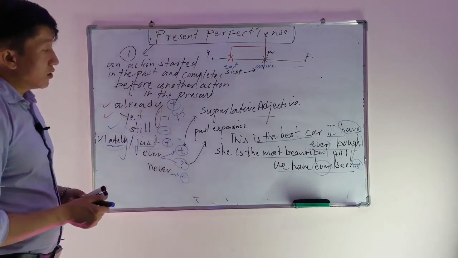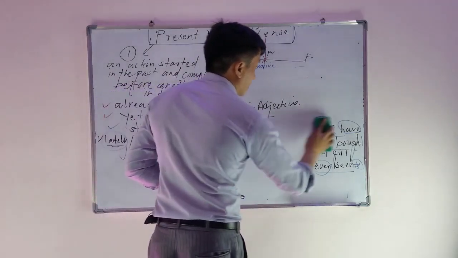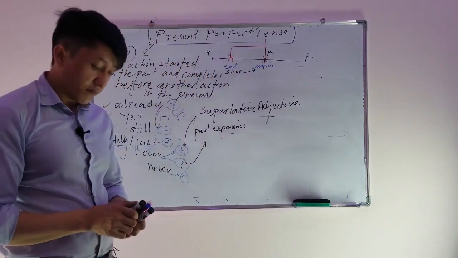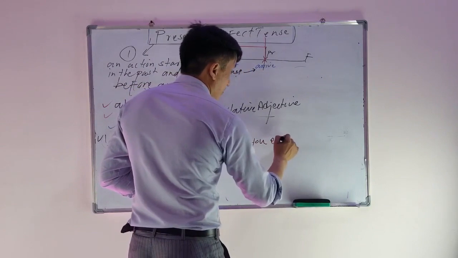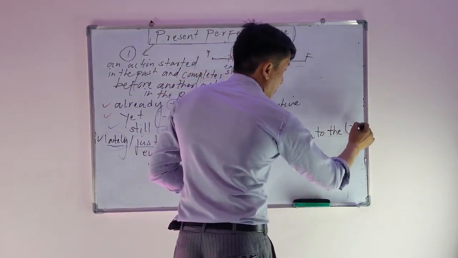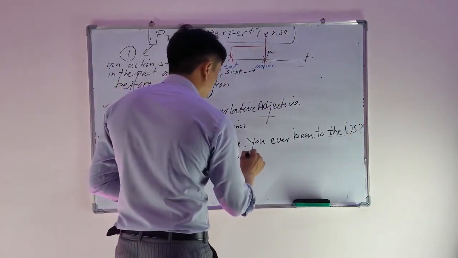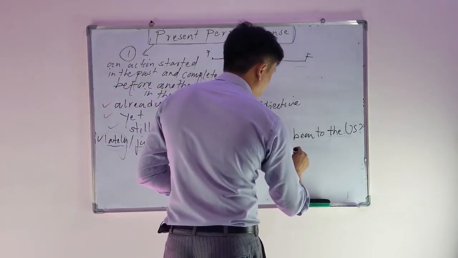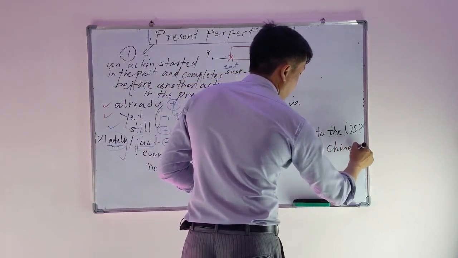Now, we can also use it with a question. If we use ever with a question form in present perfect, it talks about past experience. For example, if I say, have you ever been to the US? Or I can say, have you ever spoken Chinese?